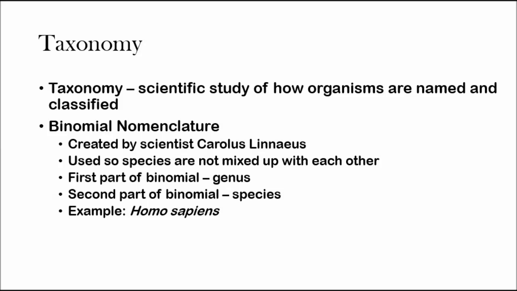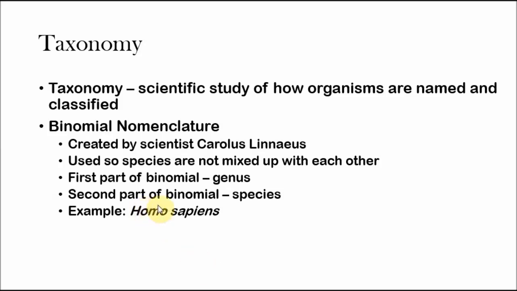You might be asking, why do we use binomial nomenclature to name species instead of just using common names? Think about the elephant. You probably know what an elephant is. However, there are different types of elephants. There's an African elephant, and then there's an Indian elephant, and they're very different from each other. So scientists have this way of naming species and classifying them so that these species are not mixed up.